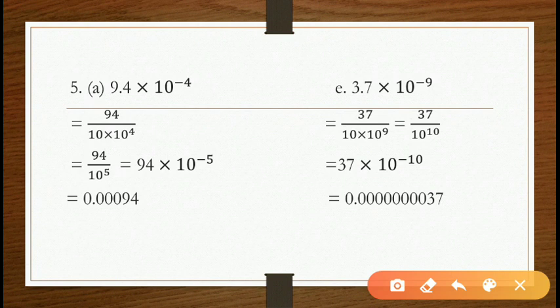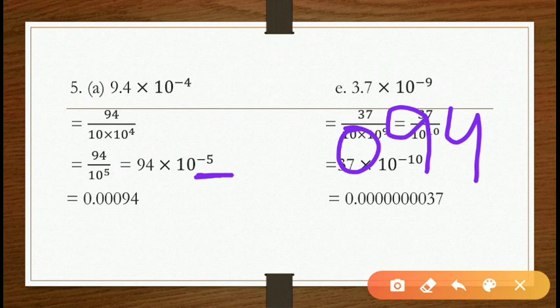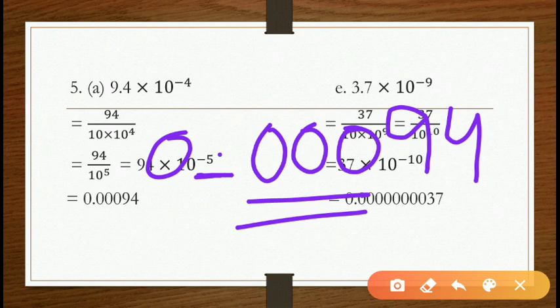Therefore, what is the power? Power is 5. That means you have to place your decimal on the 5th digit. 9 4, 2 digits are already given. If you want 5 digits, place 3 zeros and then write a decimal. Why are you placing 3 zeros? Because we want our decimal on the 5th place, and 2 digits are already given, so you write 3 zeros and then place a decimal.